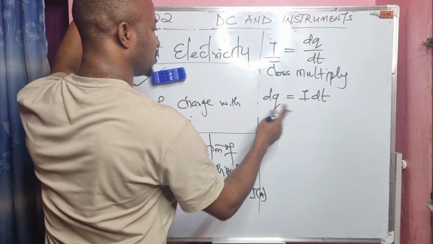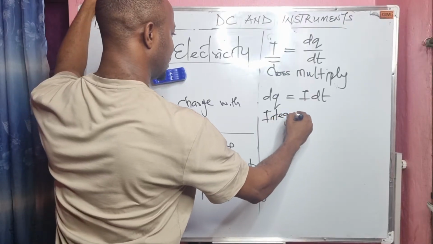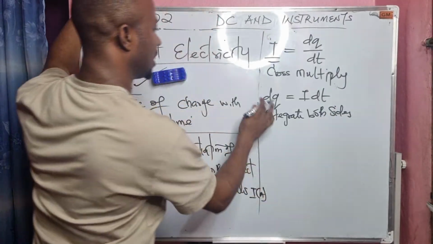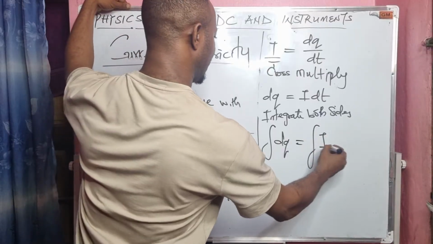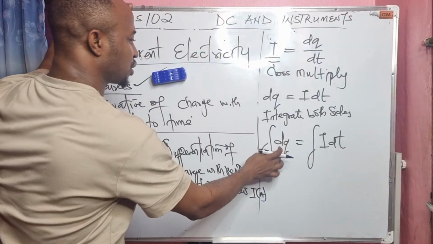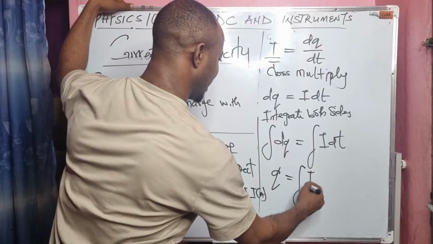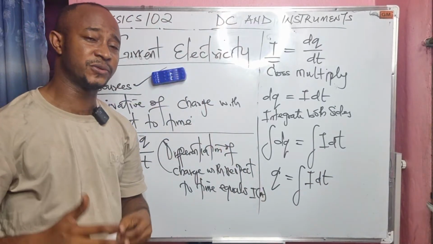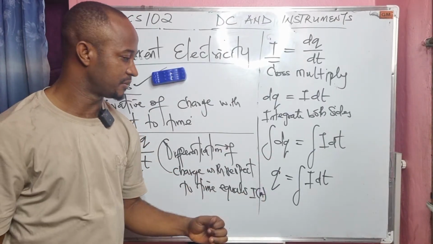So integrating both sides. To find Q, I have to integrate both sides. By the time we integrate both sides, the integral of dq is equal to the integral of I dt. So the integration of dq is Q, equals the integral of I dt. There's a question from the IMSU textbook. I'll be using this expression to solve with time.